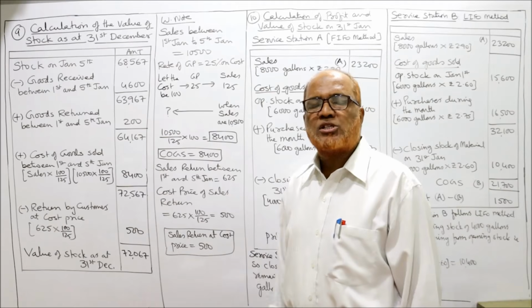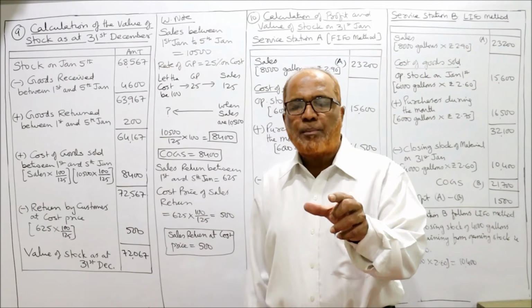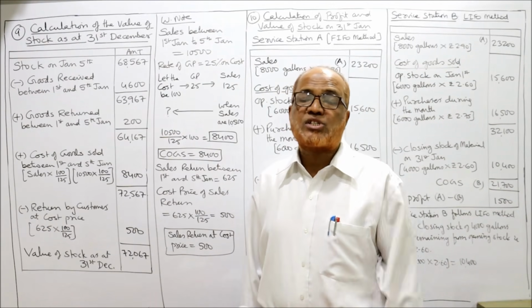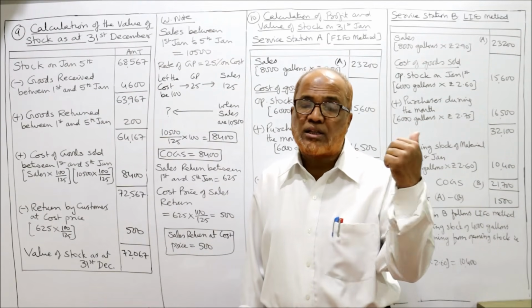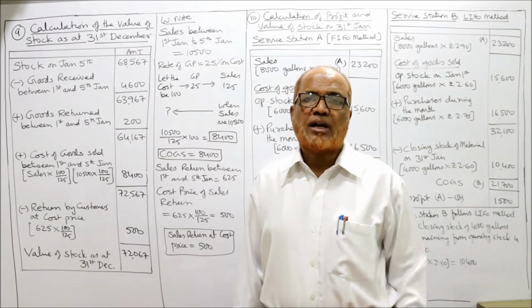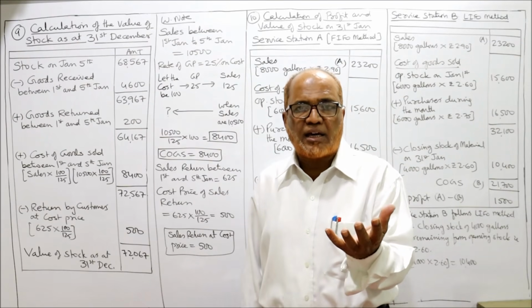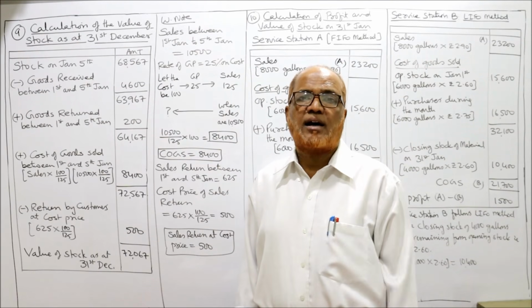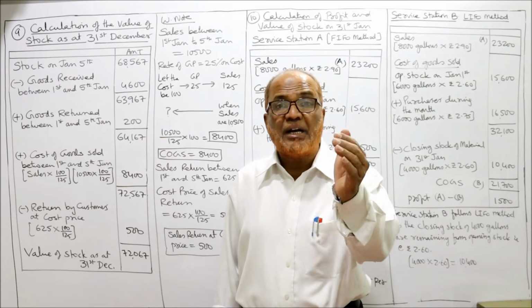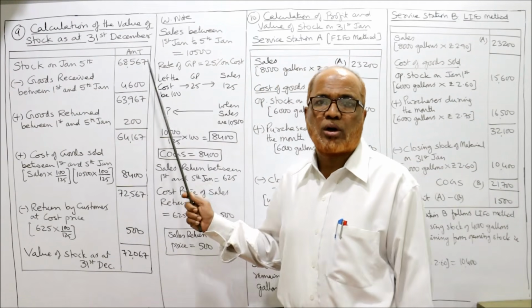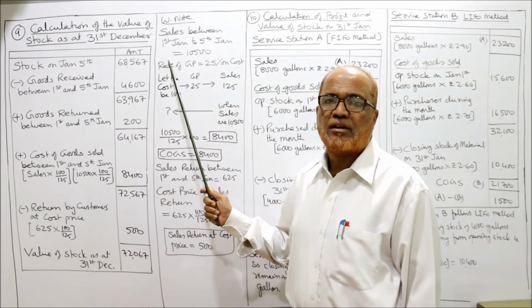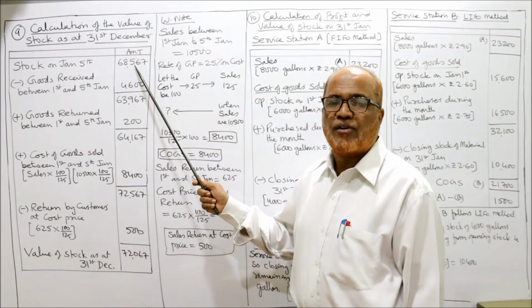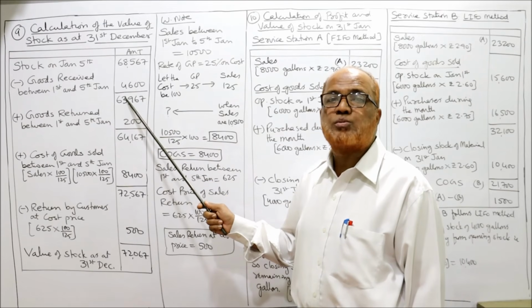Goods received means purchases. These are the purchases which are made after 31st December. So these purchases were not there on 31st December. These goods were not there on 31st December, they were bought after 31st December. So these goods will be deducted from the stock on 5th January. The stock on 5th January is this one.